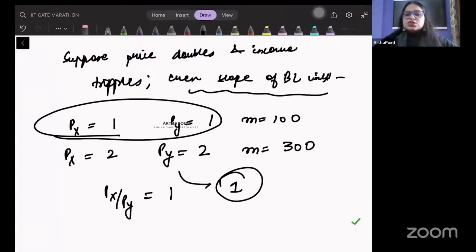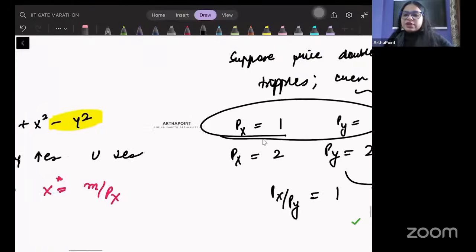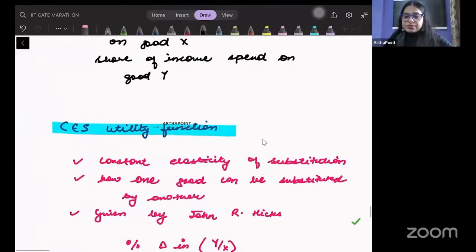Questions can be asked in the exam like, what happens when your income halves, but the prices triple? So the best way to solve such questions, whatever is given, is to take an example and solve. That will help you get the right answer.